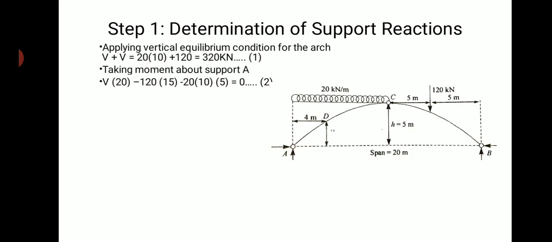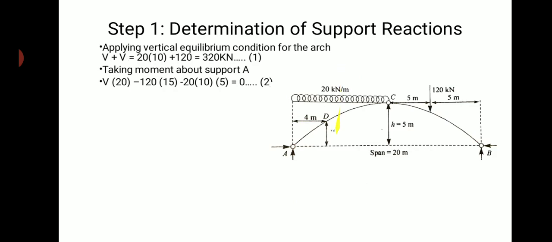So VB into 20, it is in the anti-clockwise direction, hence I have considered it positive. And then 120 into the distance, here 10 meters and here 5 meters, so 120 into 15. It is in the clockwise direction, hence it is taken as negative. The remaining force is the 20 UDL, acting over a span of 10 meters, so 20 into 10 converted to kilonewton.